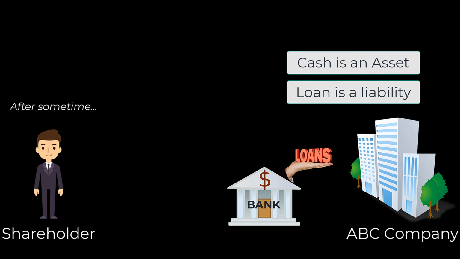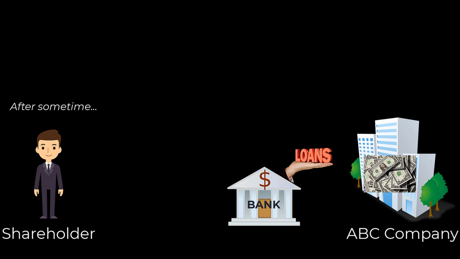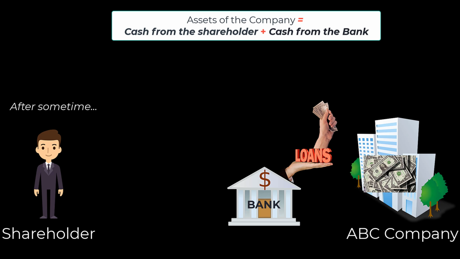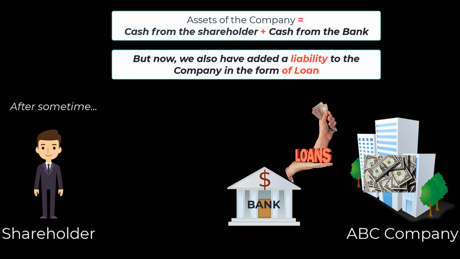If you observe carefully, we have cash from the shareholder before, now we have cash from the loan. Now our assets of the company have gone up because we have more cash that was given to us by the shareholder and that was given to us by a bank. At the same time, we also have added a liability. The liability has gone up.